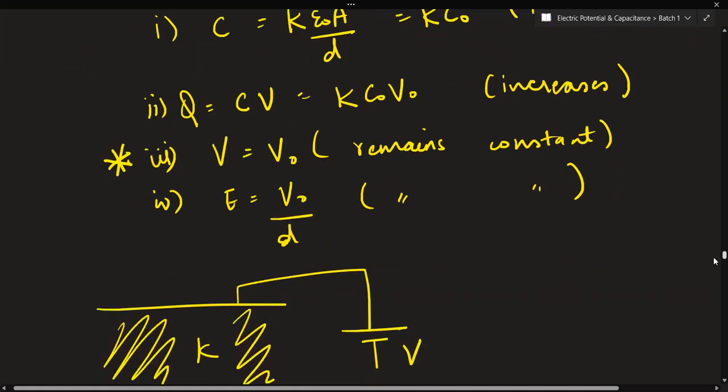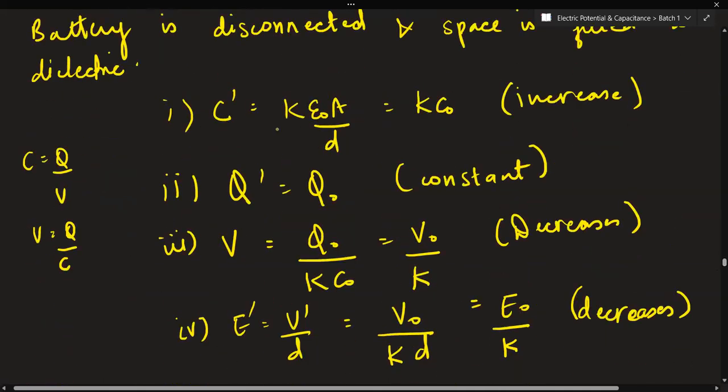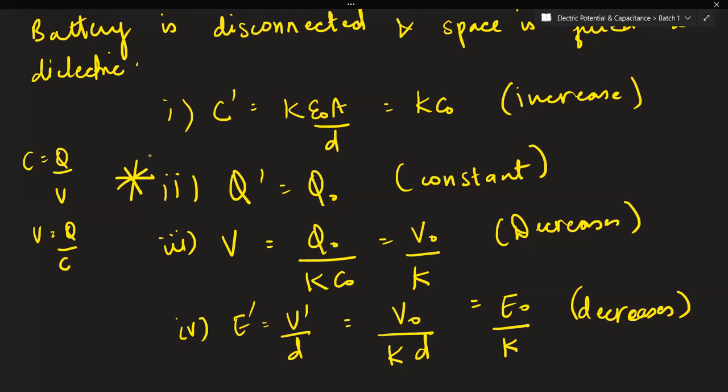Now if the battery gets disconnected, what changes will occur? Since the material is dielectric, it will still be K C naught, means capacitance will still increase. This is the important point when the battery gets disconnected: charge remains constant. Always remember this. Potential remains constant in case of battery connected. If the battery gets disconnected, then your charge remains constant. Don't increase or decrease the charge. Whatever is the value of charge, that will still be the same.